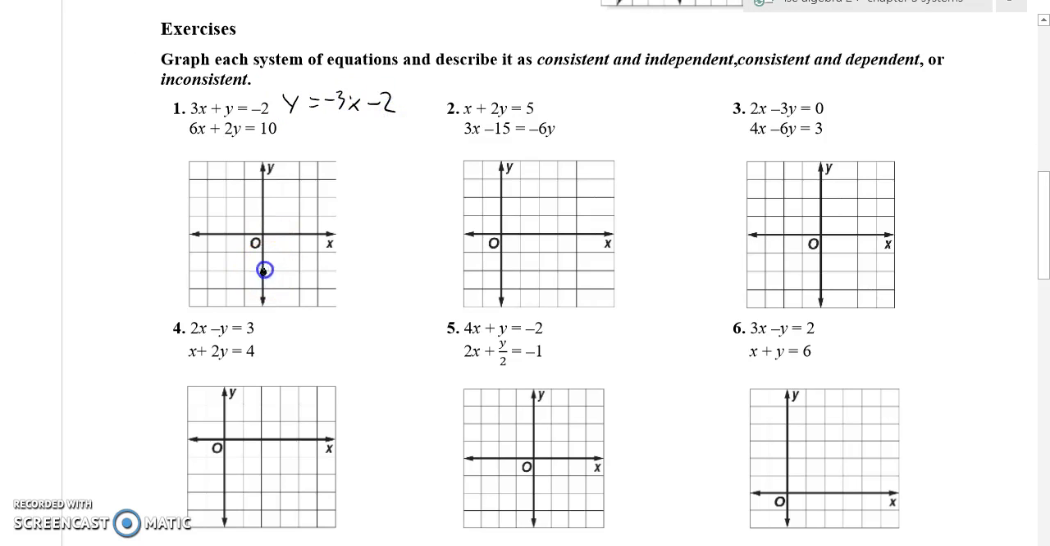I start at negative 2. My rise is negative 3. My run is 1. And I have my line.